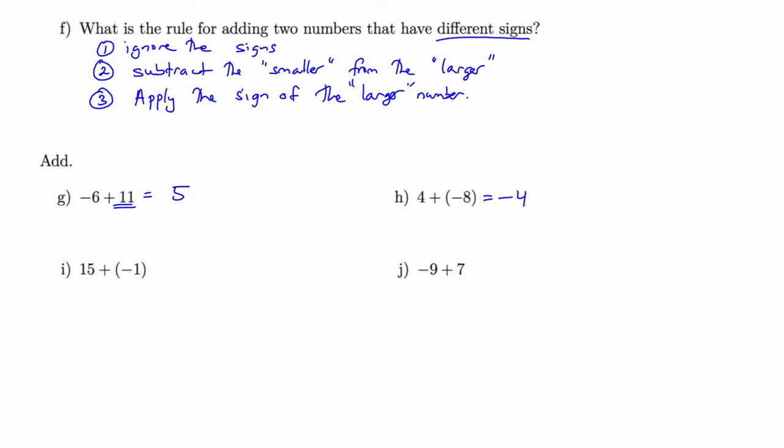In part I, 15 plus a negative 1. Again, I recognize we have opposite signs, so I'll subtract the 1 from the 15 to obtain 14, and since 15 is positive, the answer is positive. In part J, negative 9 plus 7. Again, opposite signs tells me I'm really going to do subtraction. 9 minus 7 is 2, and since the 9 was negative, the answer will end up being negative 2.